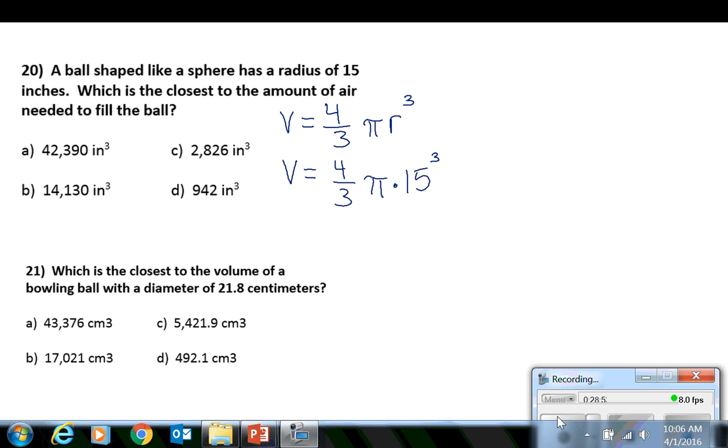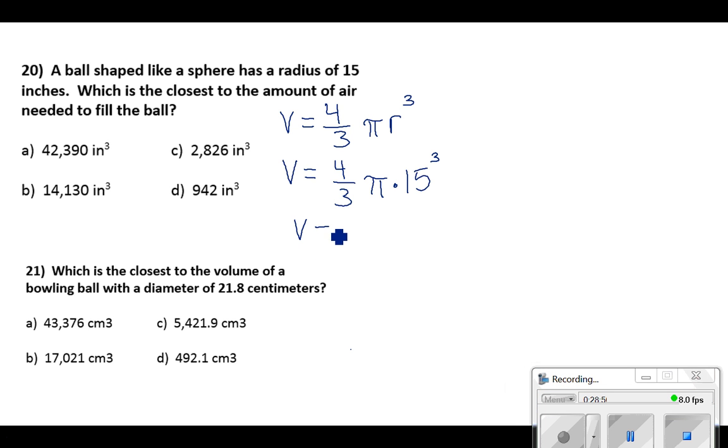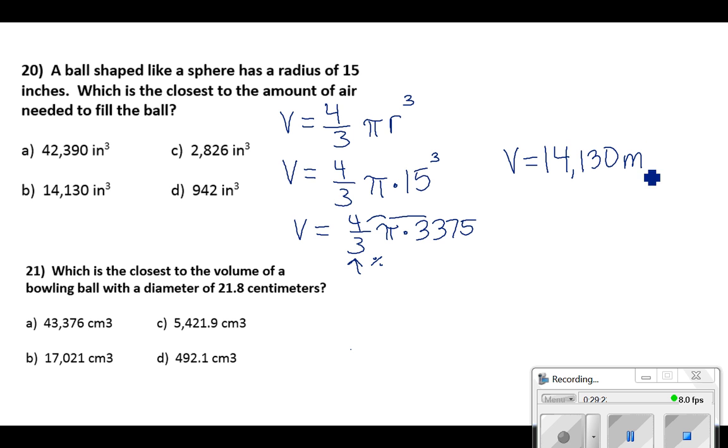We'll start by cubing the 15. And when you do that, you get 4/3 pi times 3,375. Now we're going to multiply it by pi, multiply it by 4, and then divide it by 3. And when you do that, you get V equals 14,130 meters cubed. So our answer choice is going to be B.